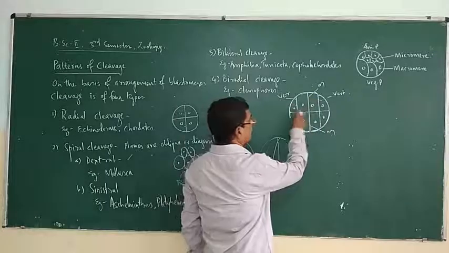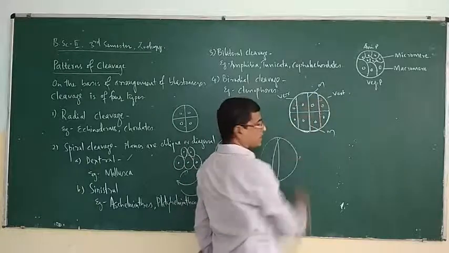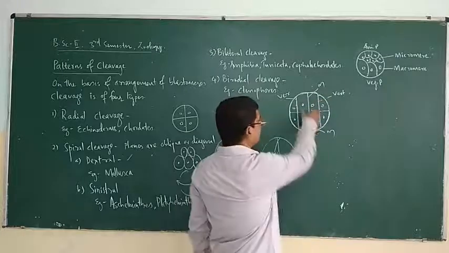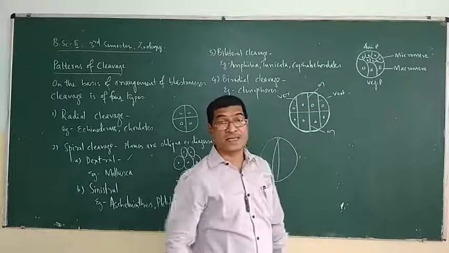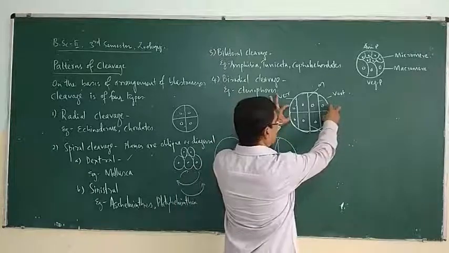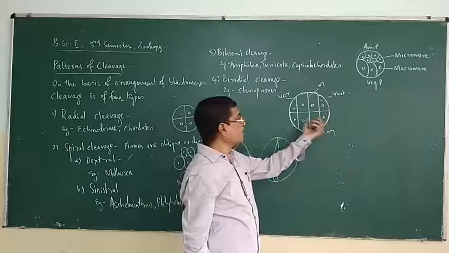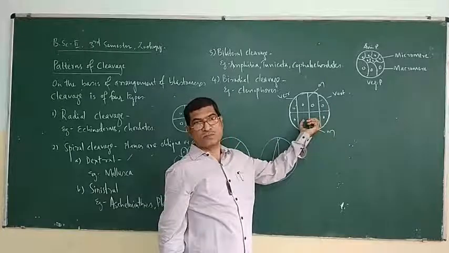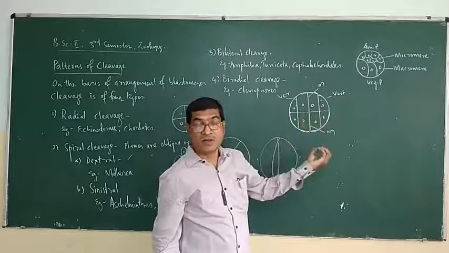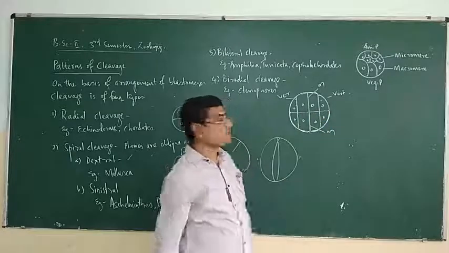So these are 4 cells. 1, 2, 3, 4. 1, 2, 3, 4. Out of 4 cells, the central cells are larger in size. The peripheral cells are smaller cells. They are micromeres, and these are macromeres. Central cells are larger in size. Peripheral cells are smaller in size.